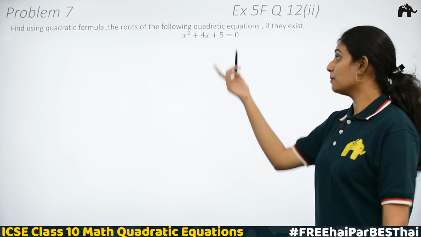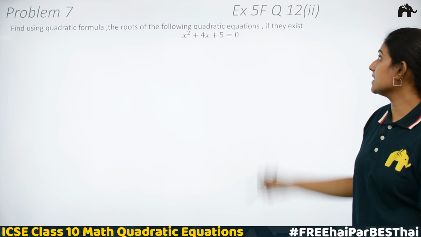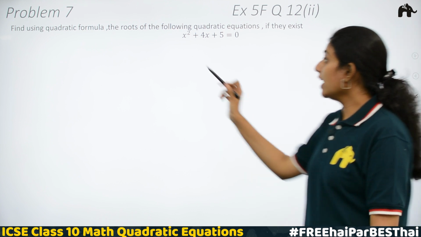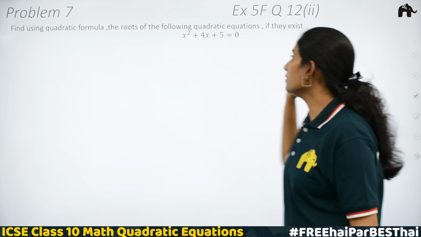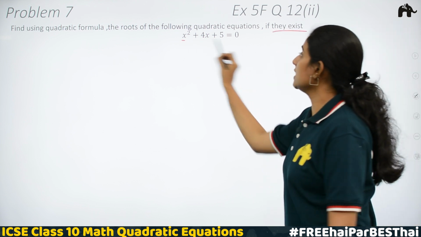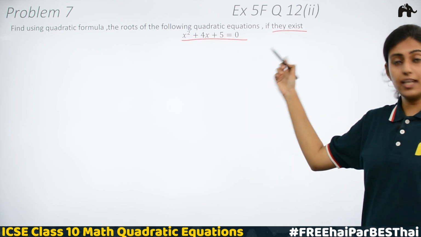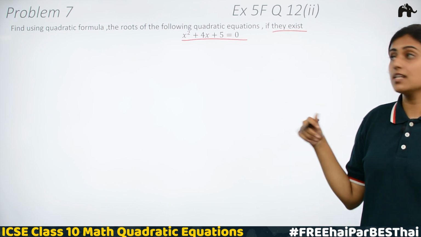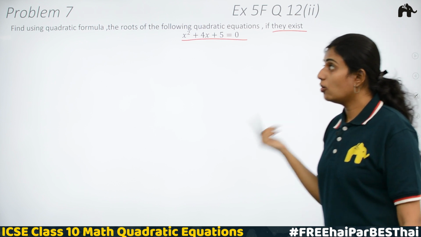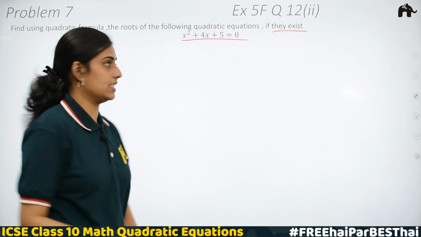Okay. Next, problem 7. Question number 12(2) of exercise 5F. Find using quadratic formula the roots of the following quadratic equations if they exist. The equation is x² + 4x + 5 = 0. Here again we need to find the discriminant first and only then solve the quadratic equation if the roots exist.